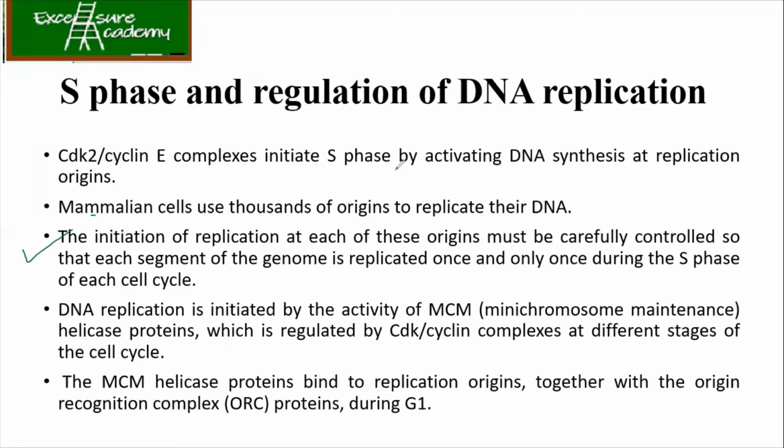Now DNA replication is initiated by the activity of MCM, that is mini chromosome maintenance helicase proteins, which is regulated by CDK cyclin complexes at different stages of the cell cycle. We discussed this when we were talking about DNA replication. First, the MCM helicase proteins come and bind at the origin, together with the origin recognition complex, during G1. If this is the origin, here MCM will come and here ORC will come.